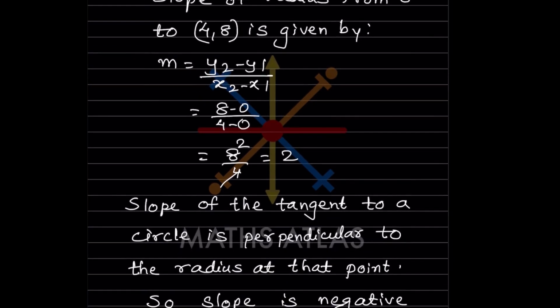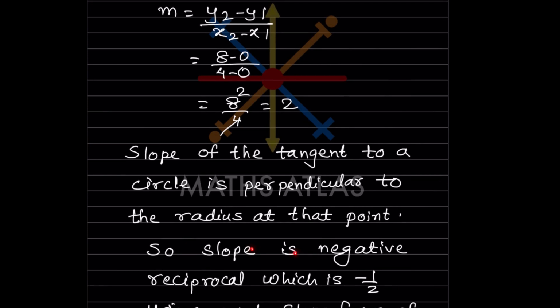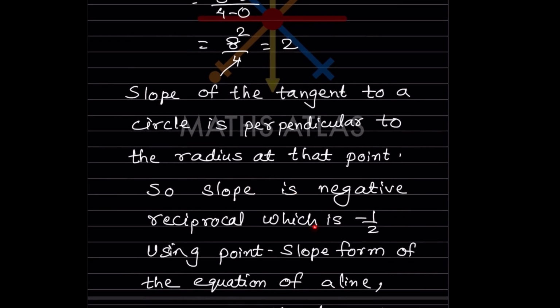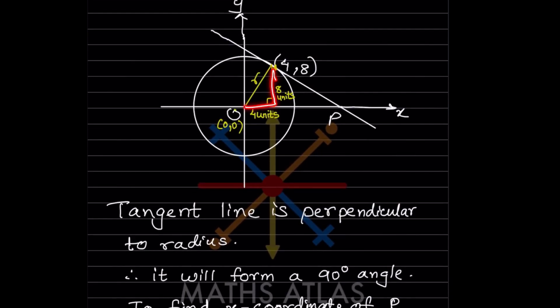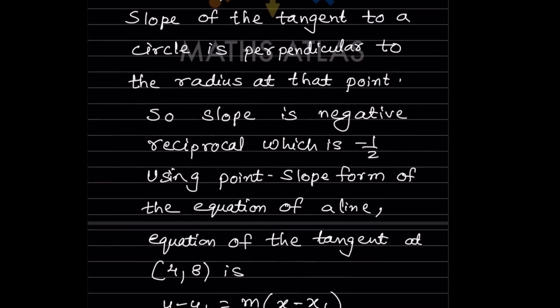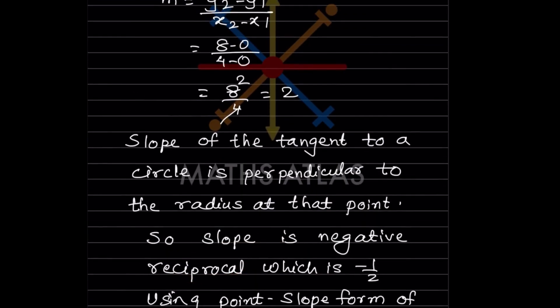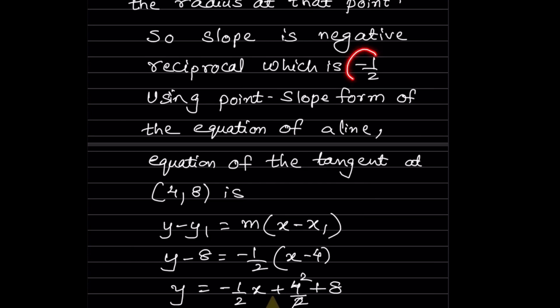So what is the slope of the tangent to this circle? That is perpendicular to the radius. So the slope is the negative reciprocal. Now you got this as 2, and since it is perpendicular, can you see here, this is perpendicular to this one because this is 90 degrees. So perpendicular always means it will be the negative reciprocal. The reciprocal of 2 is 1 by 2. So you will get here minus 1 by 2.